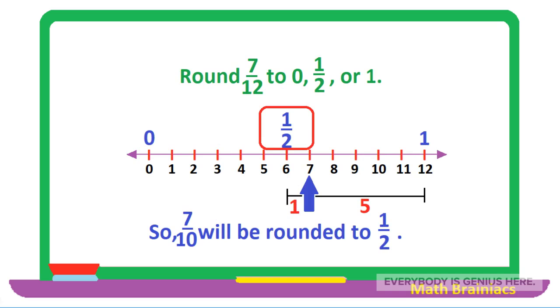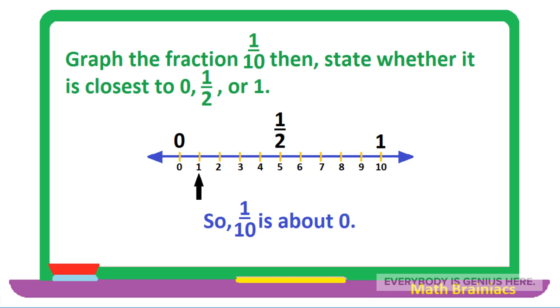The denominator will always be the number of the apportion in the number line. Then, we're just going to identify where the numerator is closer. In this case, it is near the half. So, we're going to round 7/12 to 1/2. While in this case, 1 is closer to 0. So, 1/10 is about 0. It is easy, right?